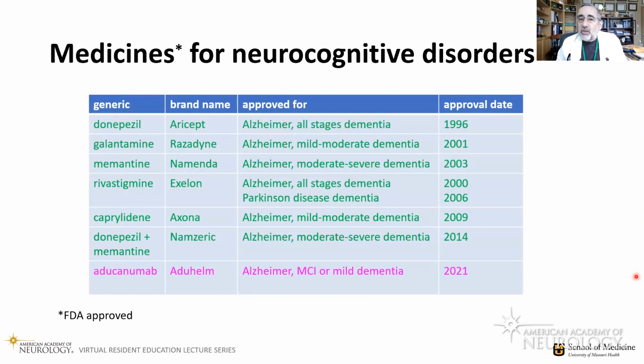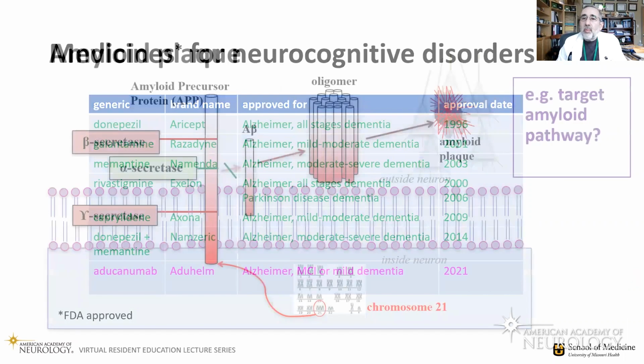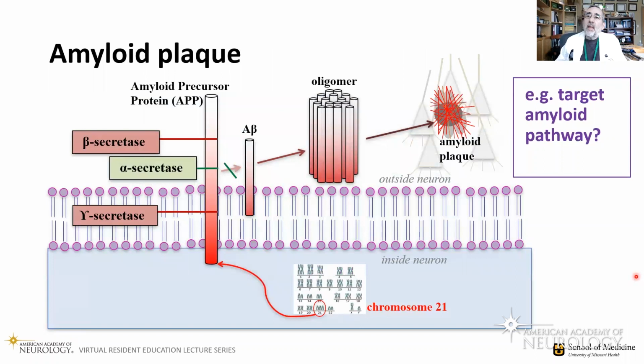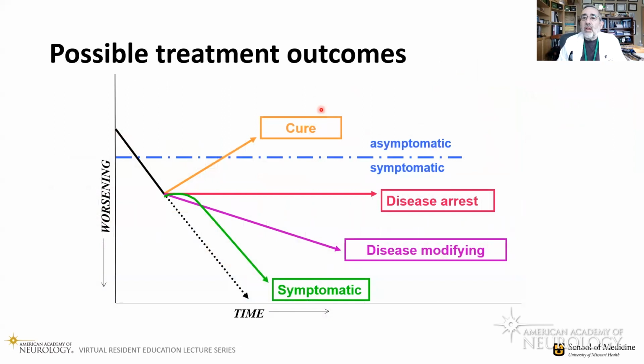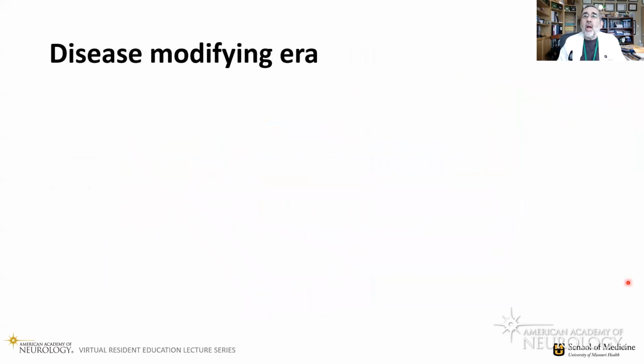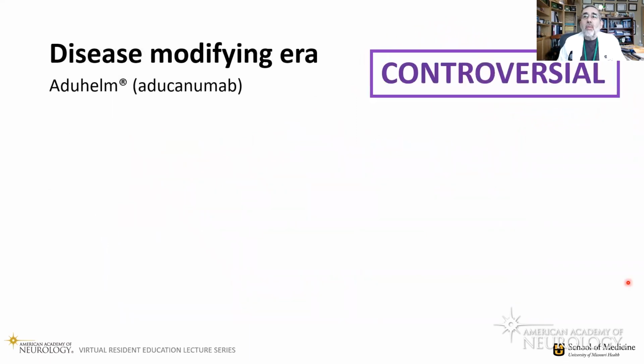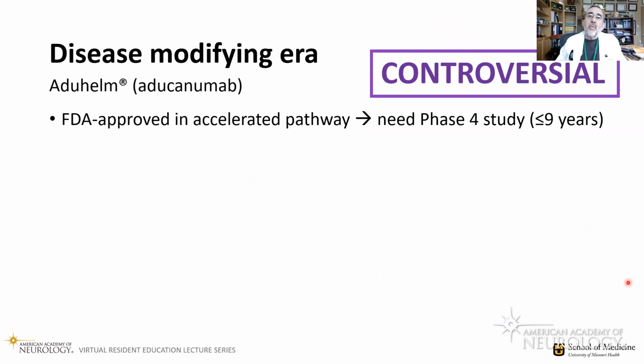But then entering the fray last year is aducanumab, which purports to be a treatment that affects amyloid plaque by attacking the oligomer. And so it reduces amyloid plaque by stopping this phase. And as a result, the argument is this may modify the disease course itself. Very controversial drug. It was approved by an accelerated pathway, meaning the FDA said, well, we'll give you 9 years to do a phase 4 study and really prove to us that it's going to work clinically, but we'll let you start using it.